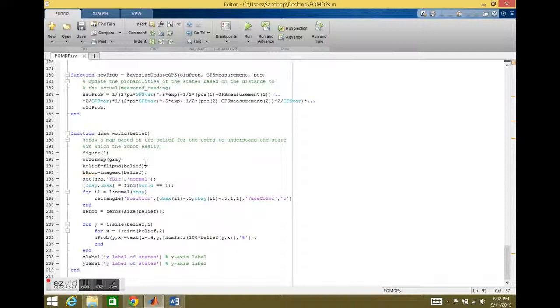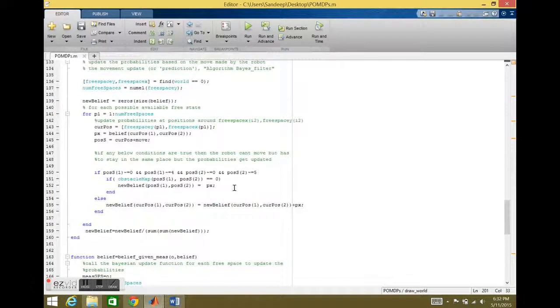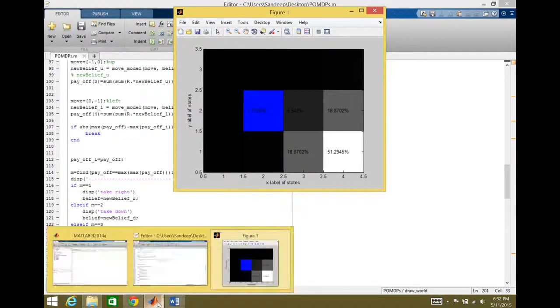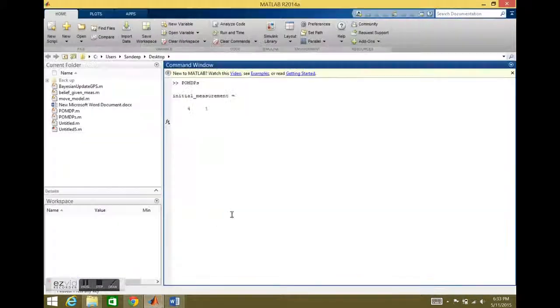And I've used a draw all function. It's a function, and it gives a graphical representation of the belief. You know, it's easier to understand that way. And let's run the code and see.